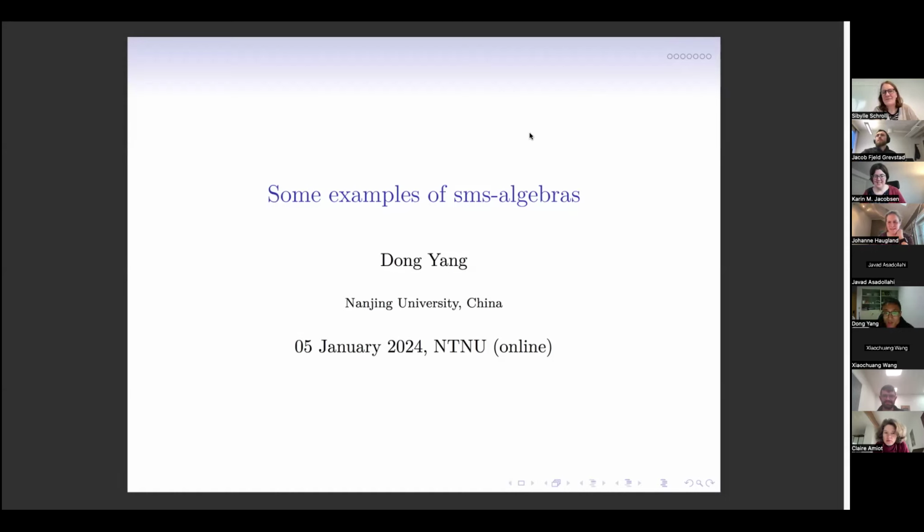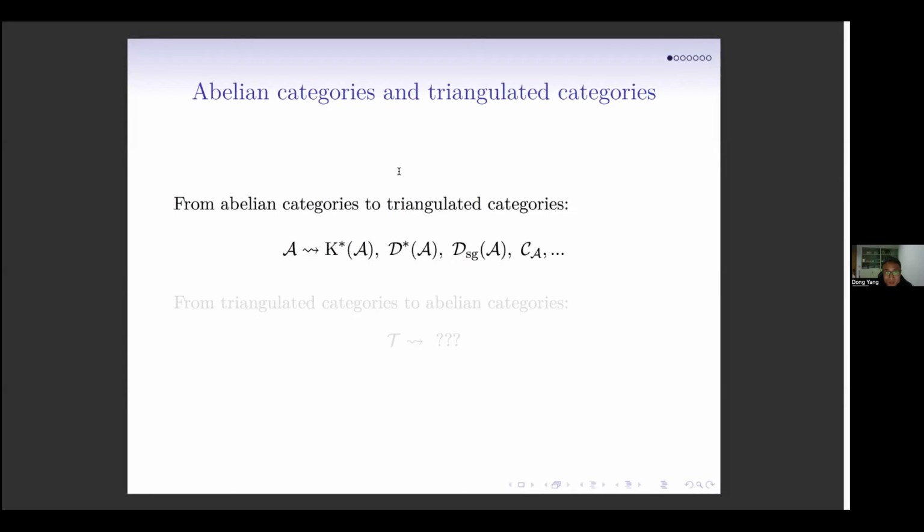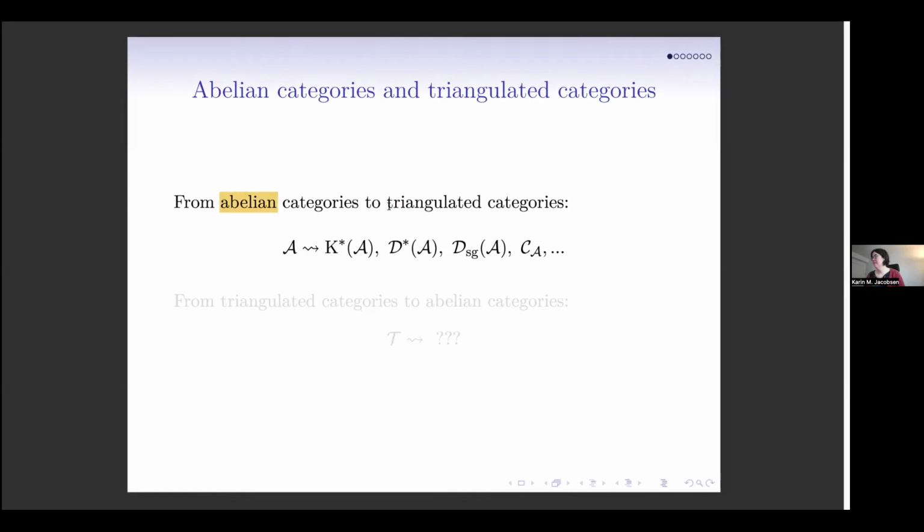Today I want to share something about SMS-algebras. I want to start with abelian categories and triangulated categories. We know that there are canonical ways to construct triangulated categories from abelian categories. For example, first of all, the homotopy categories, the derived categories, and also singularity categories, and for some, we even have the cluster categories.